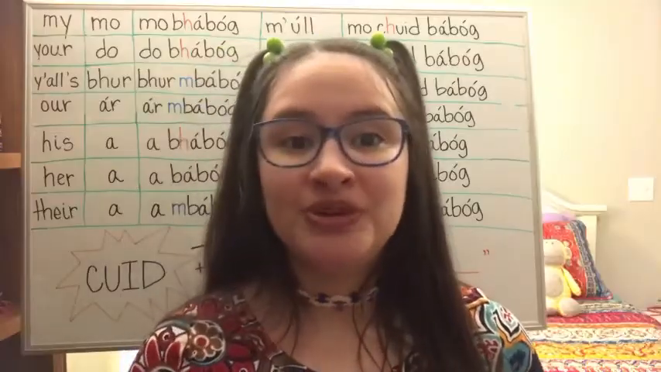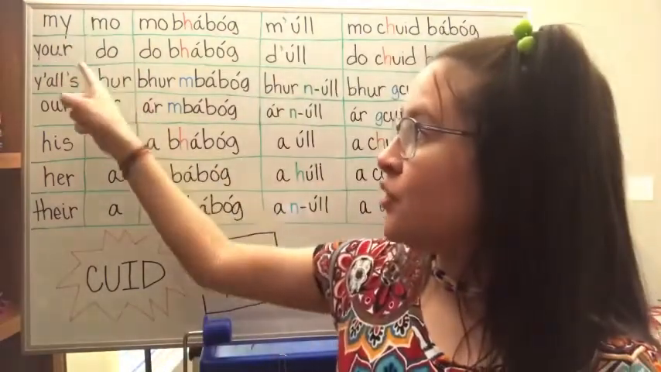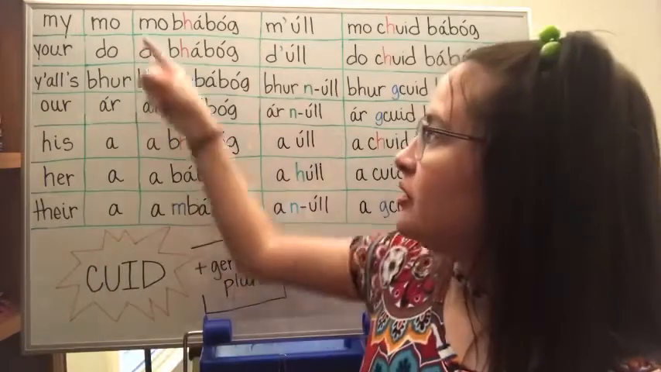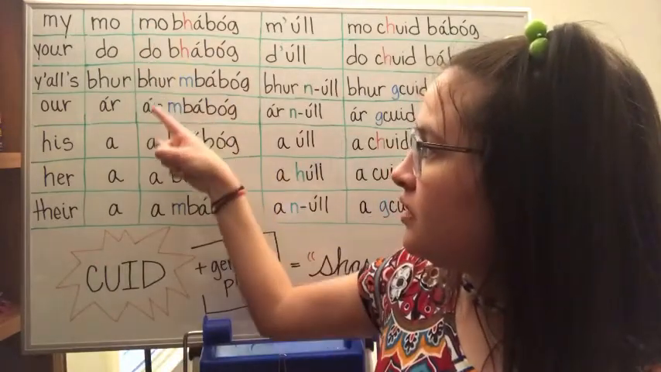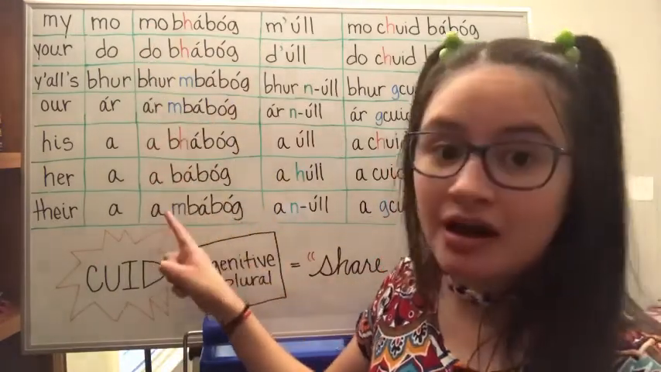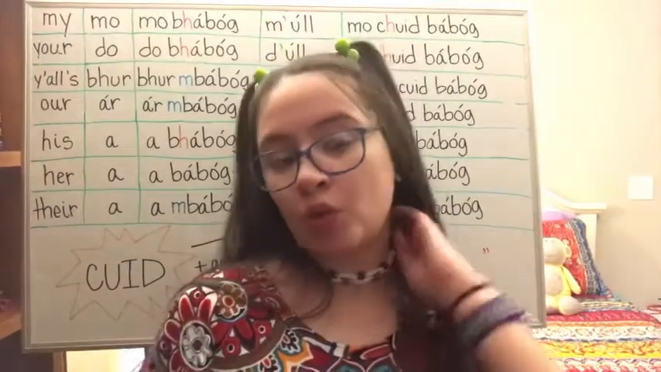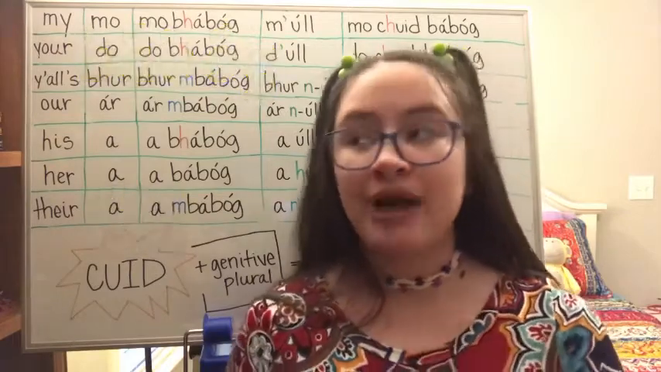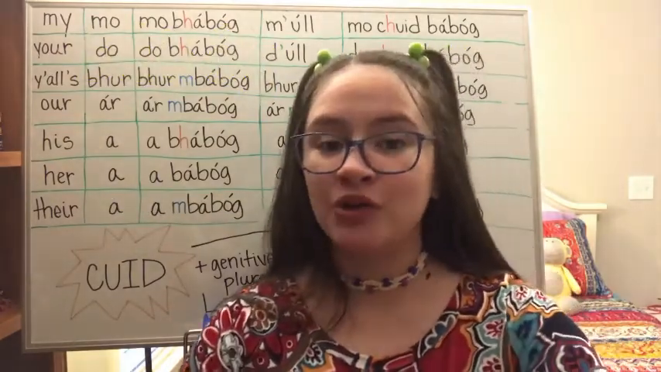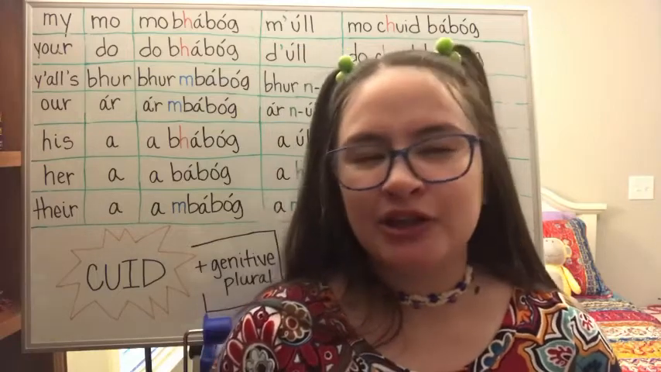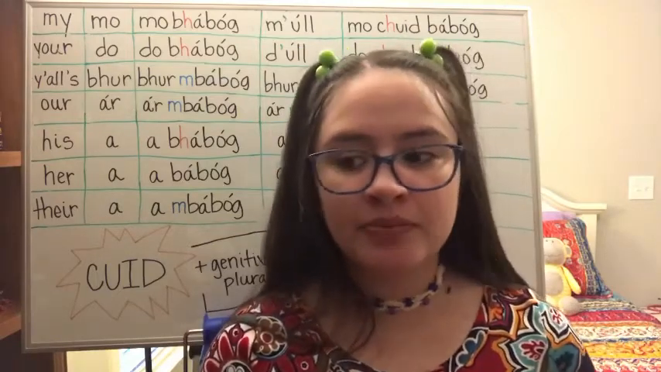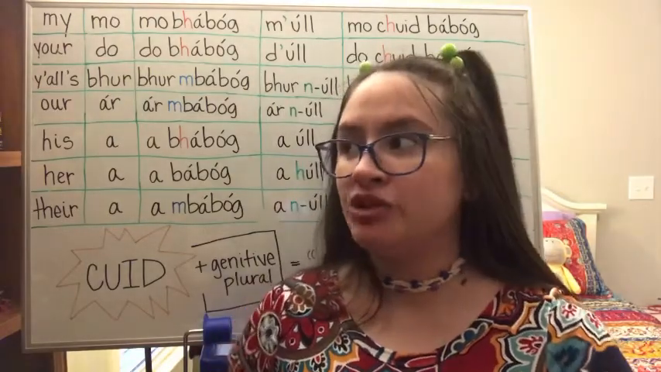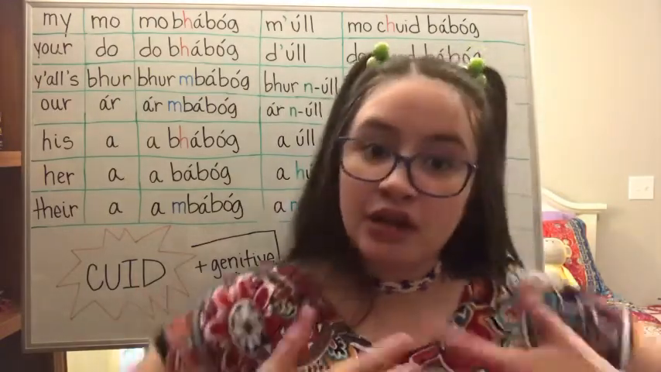First of all, what are possessive pronouns? My, your, y'all's, our, his, her, their. What are they in Irish? Mo, do, bhur, ár, a. I'm going to be using two different words a lot, and those are babóg and úll. Babóg means doll, and úll means apple. I chose those basically at random, but also with a purpose, because they will help to demonstrate some of the concepts here that I want to show.